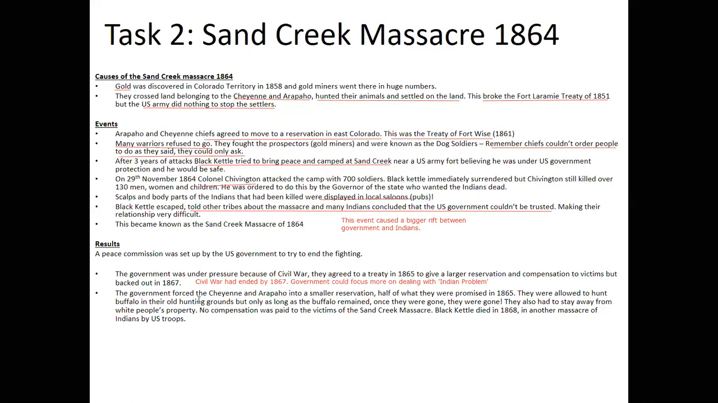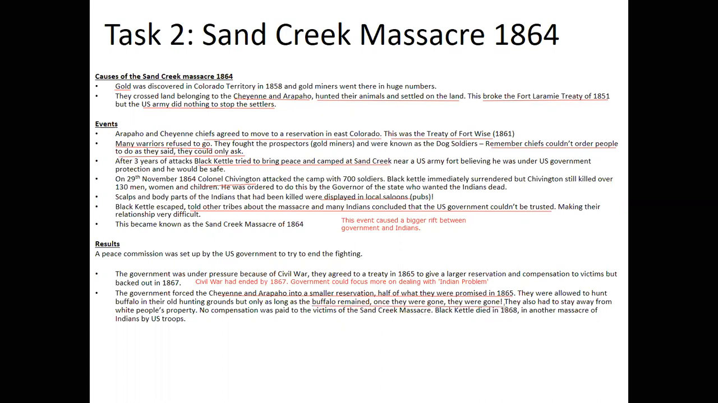After they backed out, that's when the government became stricter. The government forced the Cheyenne and the Arapaho into a smaller reservation, half of what they were promised in 1865. So in 1865, they were promised a cracking piece of land. They were promised compensation for the loved ones that had been lost. The one thing they were told was they were allowed to hunt buffalo in this small reservation. But once the buffalo were gone, they were gone.